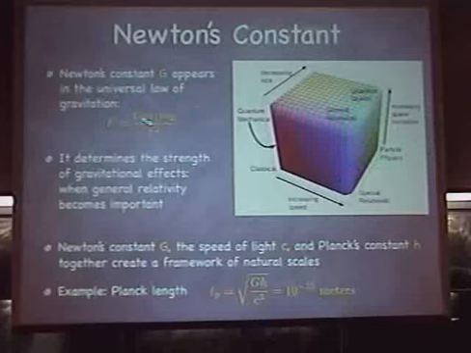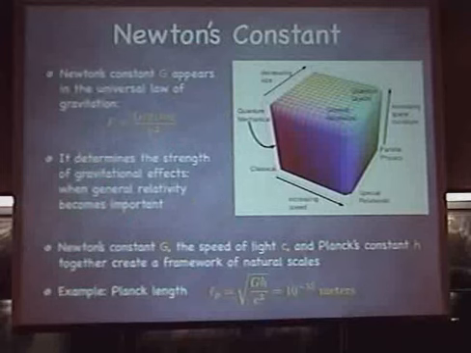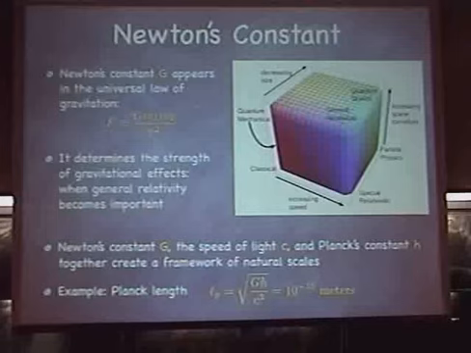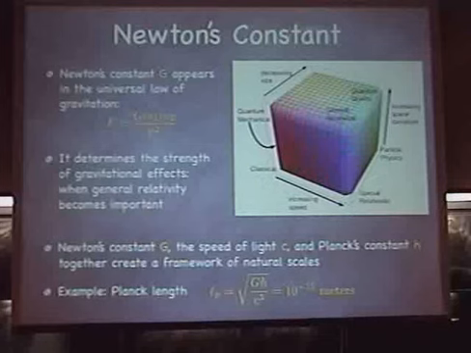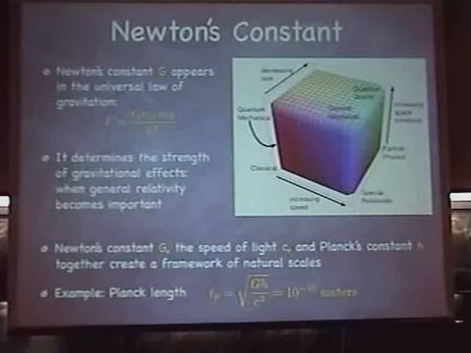Now I have a third number. Newton's constant G, which appears in the universal law of gravitation, sets the scale of gravity. It determines the strength of gravitational effects, and that determines where general relativistic effects become important. If you're talking about a situation where there's not enough mass to curve the universe very much, then you're basically in a Newtonian world still. You're down here on the plane. In this world, this is our solar system, for example, the mass of the sun and the mass of Jupiter and the mass of the Earth and whatnot, these are not really enough to have huge general relativistic effects.